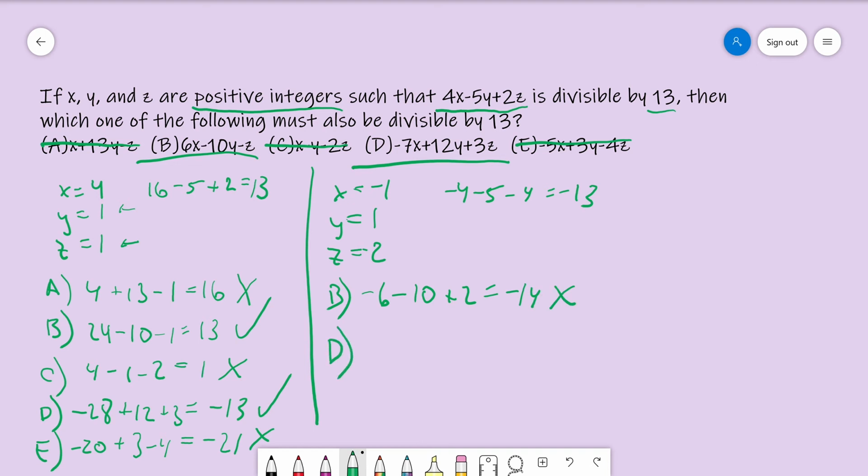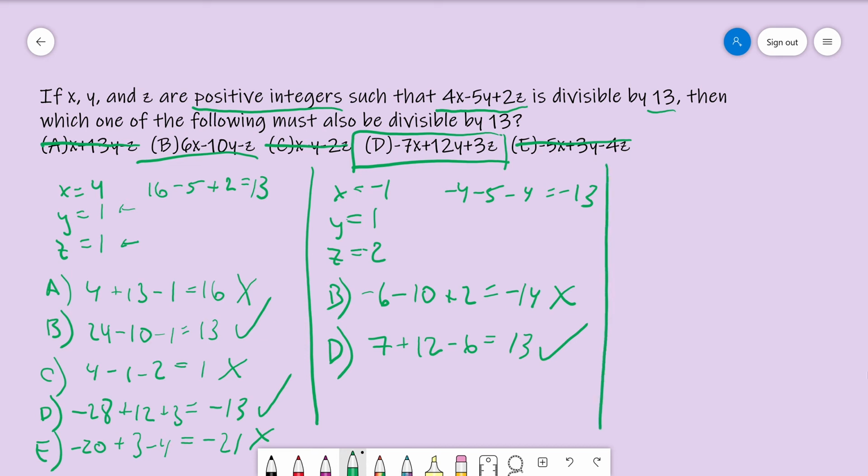Well, let's try D. D will give us negative 7 times negative 1 is positive 7, plus 12 times 1, that's 12, plus 3 times negative 2. Well, what's 3 times negative 2? That's negative 6. 7 and 12 is 19, minus 6 is 13, so that works. So our answer is D. Alright, well, this trial and error, it works, but it's not so reliable.